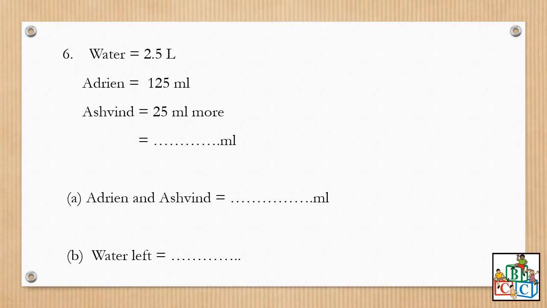So you have two options. The first one, either you will work this out in liters, where you convert milliliters to liters, or the second option, you will convert liters to milliliters. Both options are right, because the amount of water is 2.5 liters, and both boys drink in milliliters. So you have to work out either in liters or milliliters. You'll have to convert. I hope it's clear. Let us move on with number 7.